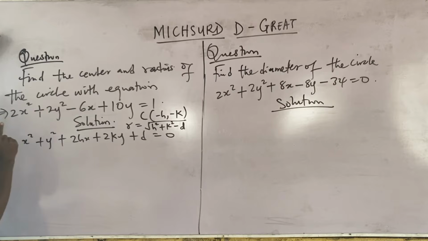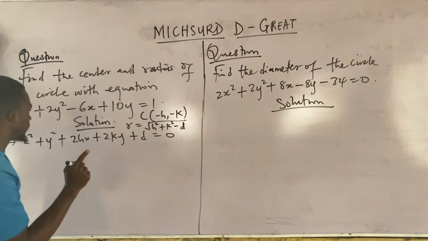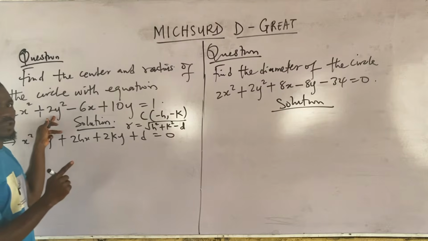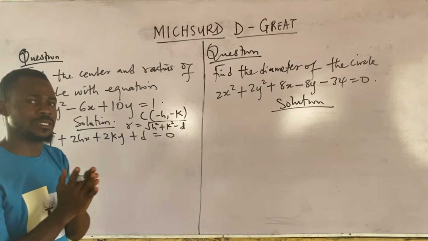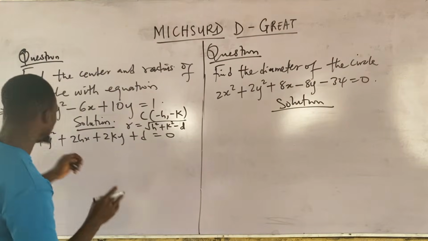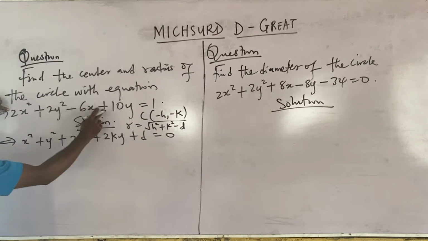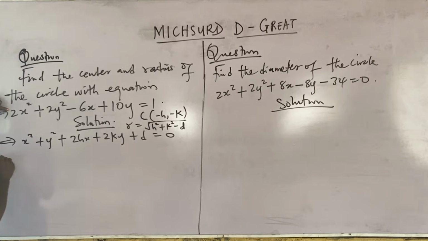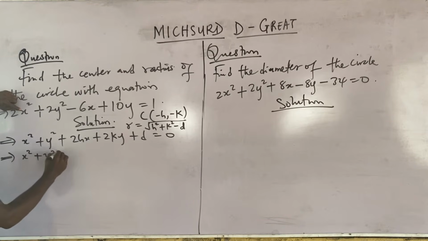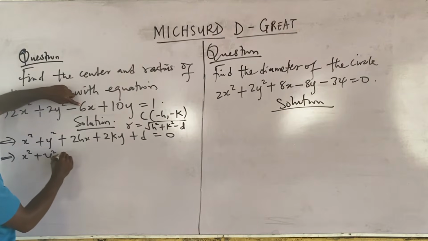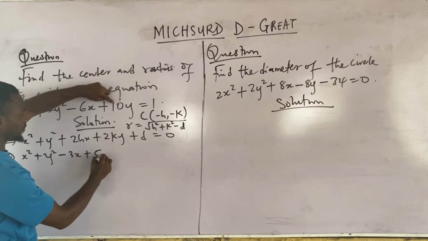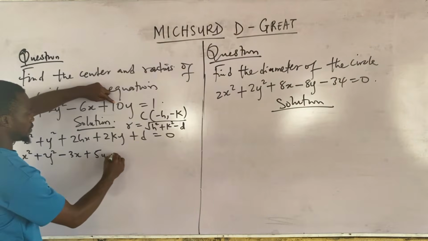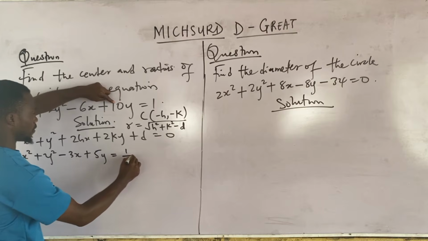So the first thing we are going to do in solving this problem is to reduce the coefficients so that they will be 1. So when we compare, the comparison will be in line. So in that case, I'll divide through this equation by 2 so that this will give me x squared plus y squared. We divide by 2 here, we'll have minus 3x. Divide by 2 here, we'll have 5y. Then equal to 1 all over 2.